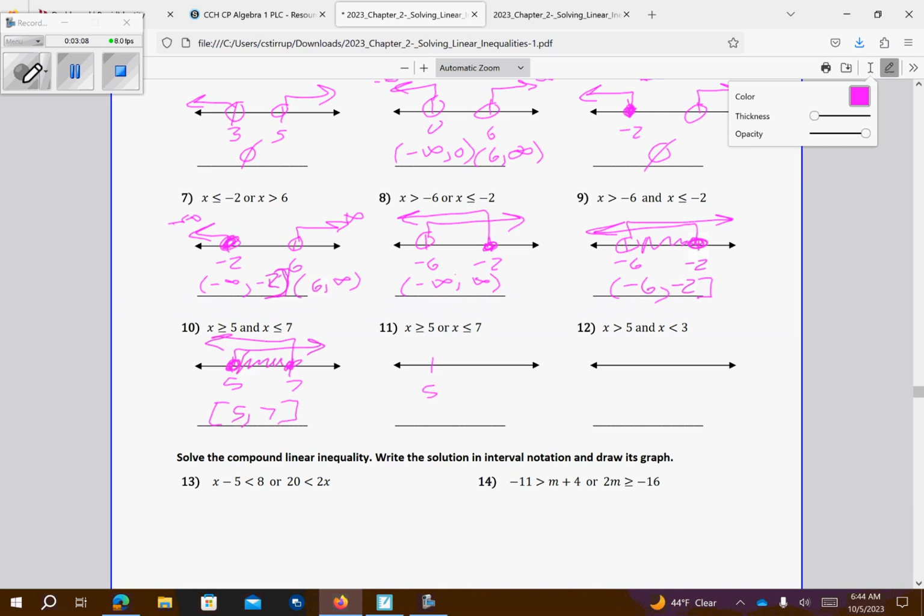I have a 5 here. I have a 7 here. There's going to be a solid dot going this way. This is going to be a solid dot going this way. It's an OR problem, so wherever the line exists, even on the overlap, so negative to positive infinity.